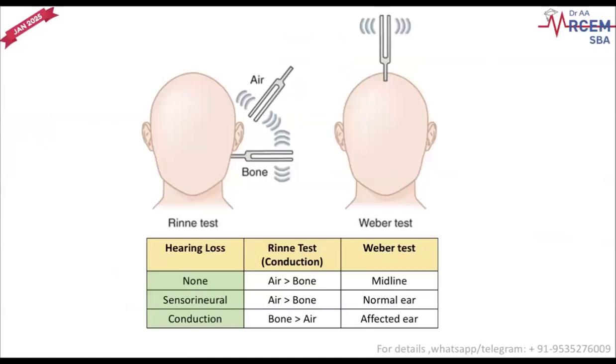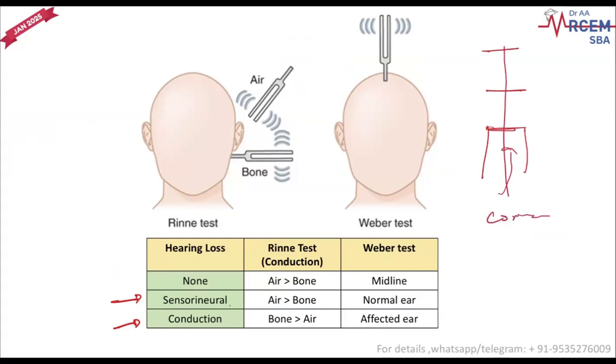How to test the hearing loss? There are two tests to check the hearing loss. What you basically want to know is whether the hearing loss the patient is having is a sensory neural deafness or a conductive deafness. Conductive deafness means the sound entering your external auditory canal, through the tympanic membrane, through the middle ear, going into the inner ear, something is wrong here. Then it is a conductive deafness.